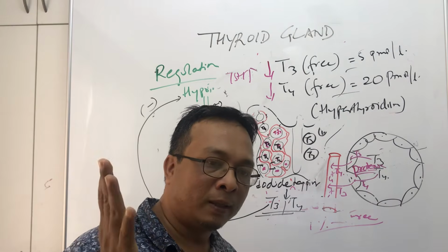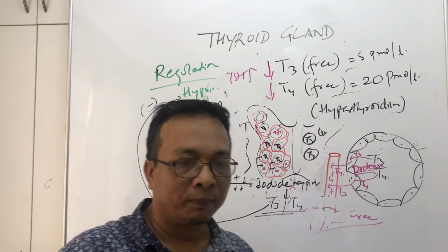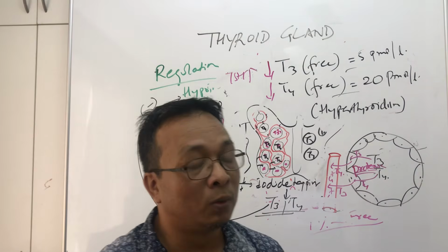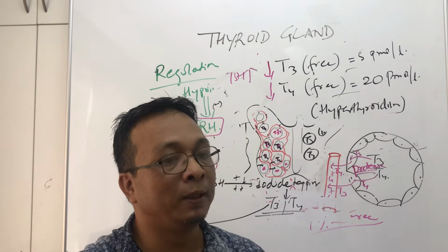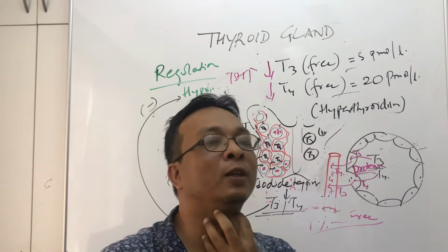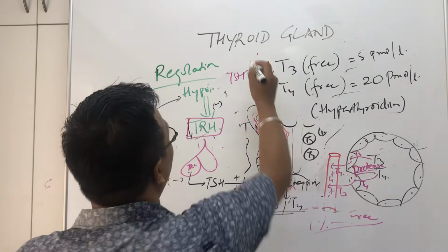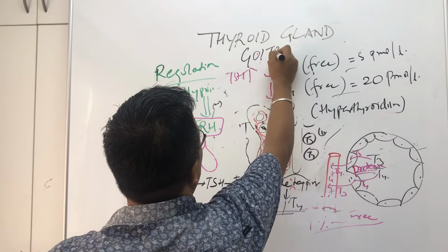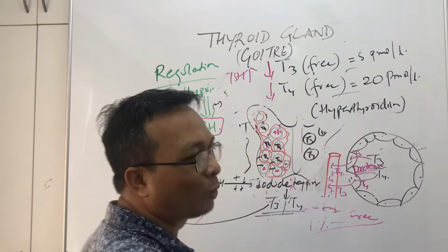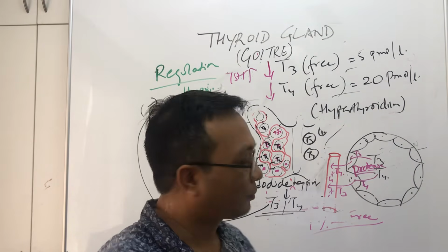Now long time back in India and Nepal, in the Himalayan belt, when there was no idea of iodized salt, many people living in those Himalayan areas had a swelling of the neck. When the thyroid gland is swollen, we call that condition a goiter. You must have heard this term, goiter. Goiter means just swelling of the thyroid gland. We don't know if it is hypo or hyper.